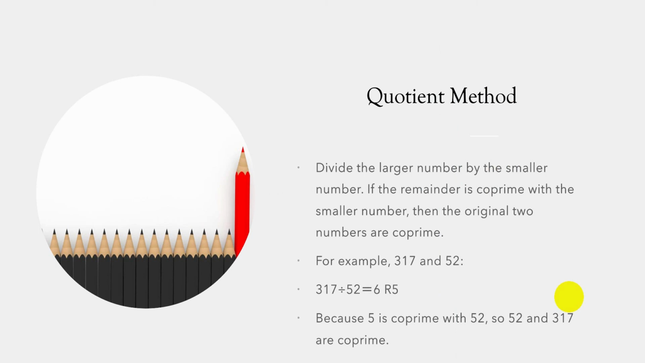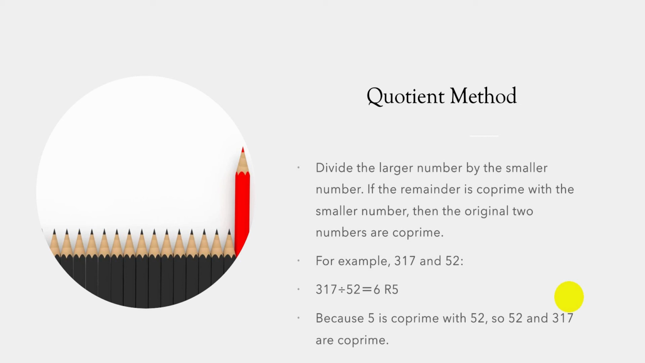The quotient method is used when the two numbers have a big difference, because if they have a big difference, then using the difference method is not much different from just comparing the two numbers by themselves. So when we're using the quotient method, we divide the larger number by the smaller number. If the remainder is coprime with the smaller number, then the original two numbers are coprime.